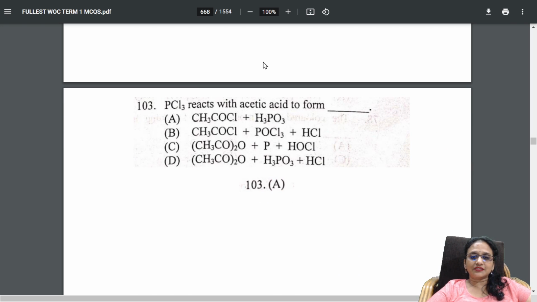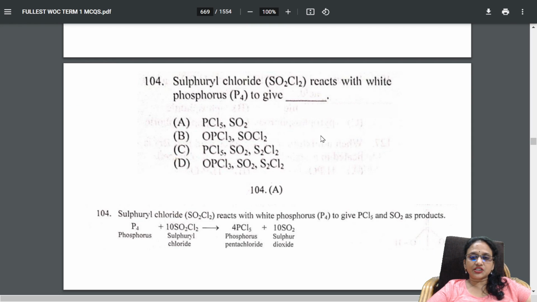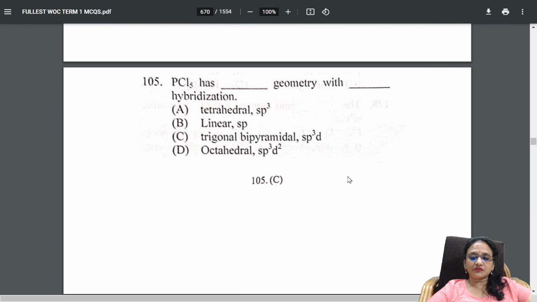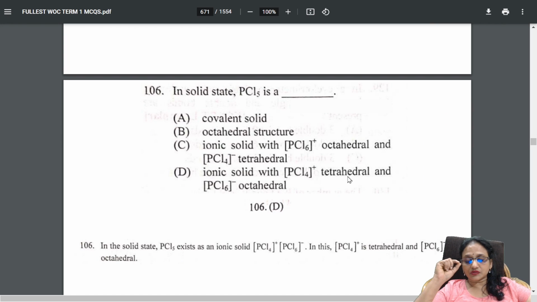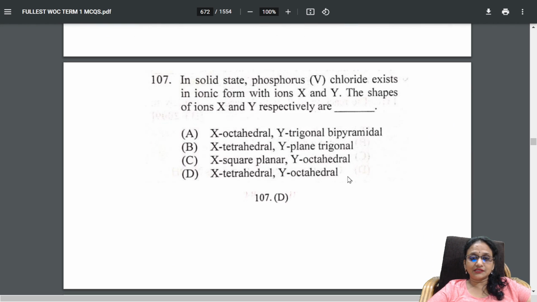PCl3 reacts with, this is organic, but phosphorus trichloride is part of inorganic. These are the reactions of phosphorus with thionyl chloride. Reactions of phosphorus pentachloride. Just see, students, for group 15, so many questions, isn't it? Very important, please learn.